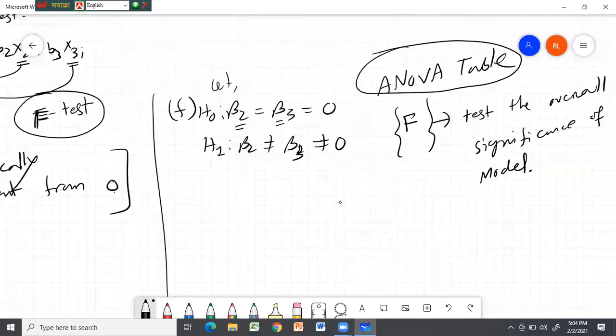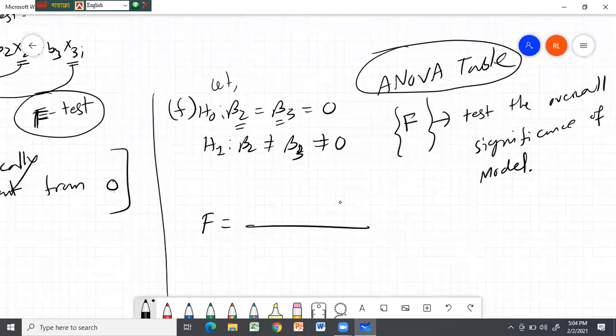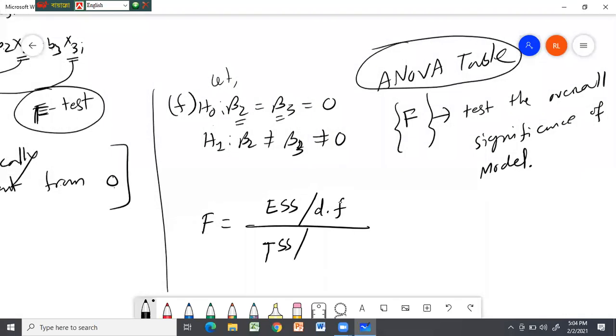So when doing the F test, I will require two pieces of information. One is explained sum of squares divided by the degrees of freedom. Another one is total sum of squares divided by degrees of freedom. Okay, degrees of freedom. So all this information is already known to us.